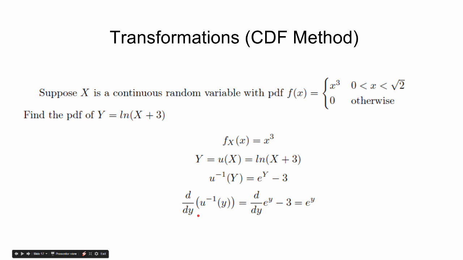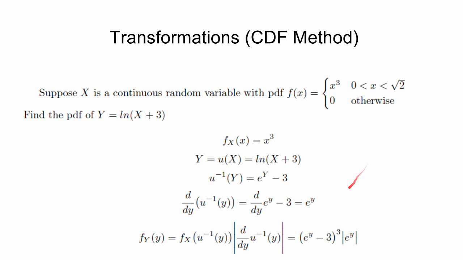Alright, and we want to find the derivative of u inverse. That's just the derivative of this right here. So we have the derivative of e to the y minus 3. The 3 is just a constant, so the derivative will get rid of that. So we end up with just e to the y. Okay, now we want to plug that into the formula that we found, which is right here. We have our f sub x, which is the cubed function, so we got the cube right here. We have our u inverse of y, which is e to the y minus 3. And we have the absolute value of the derivative, which is the absolute value of e to the y. Now, e to the y is always positive, so we actually don't need these absolute value signs here.